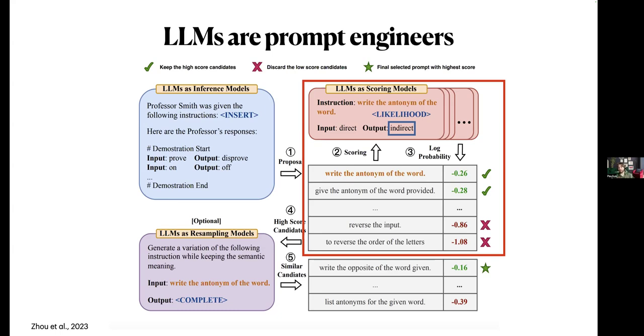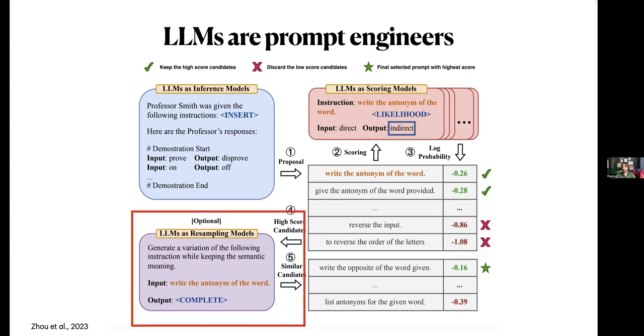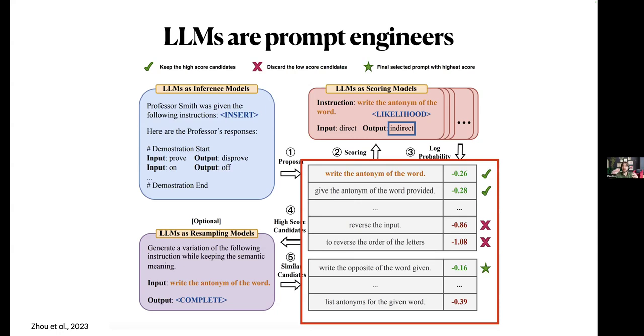Then the second step came, which is that they used the same language model to score how likely each of the hypotheses is to be true. So we had a list of hypotheses: write the antonym of the word, reverse the input, reverse the order of the letters. We asked for a number between 0 and 1 on how likely that is, applied a logarithm function to that, and so they get these green numbers. Then they use a language model to generate even more suggestions, and they ended up with their final prompts.